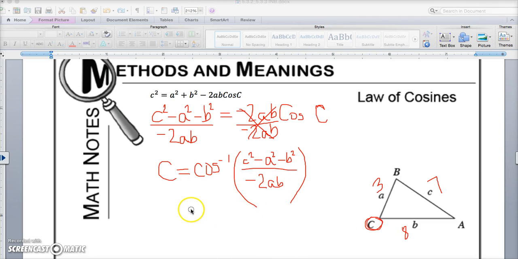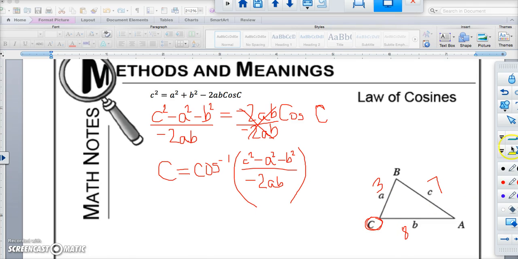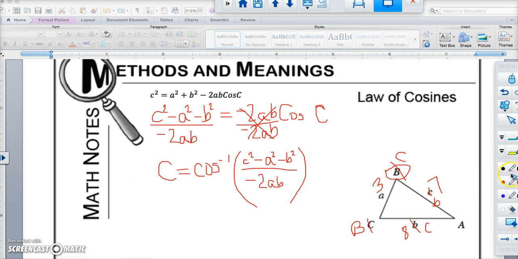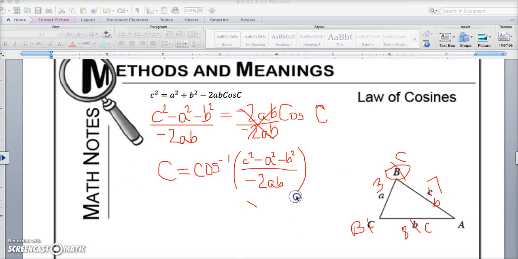So let's plug it in and see how it works. Let's say that we were not going to get angle C. I want to find angle B. Well, my equation says C, so once again, I need to relabel. This is going to be C, and this is going to be C. So that's going to make this B, and this can be B. Now I'm going to go over here, erase a little bit of this, get it out of the way.